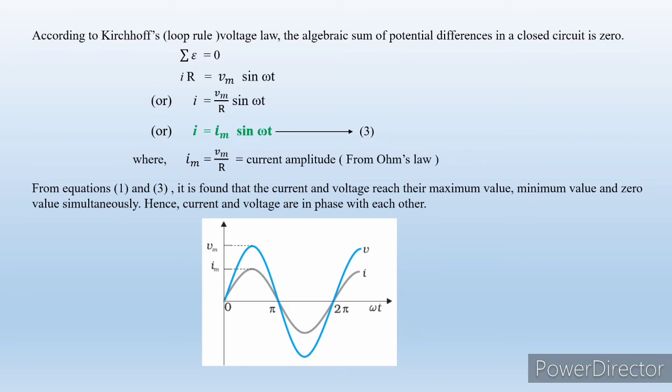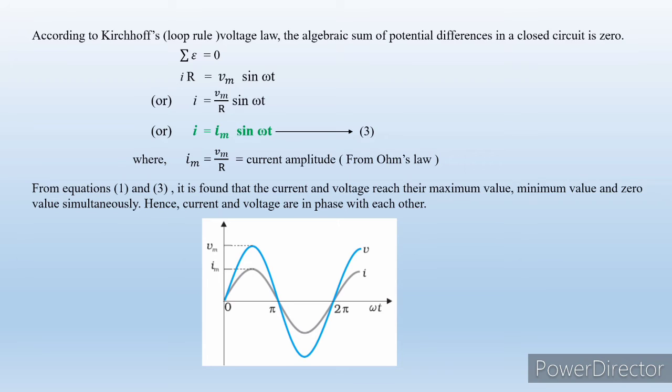From equations 1 and 3, it is found that the current and voltage reach their maximum value, minimum value, and zero value simultaneously. Hence, current and voltage are in phase with each other. In equation 1, we have represented the voltage as V equal to Vm sin omega t, and in equation 3, we got the current as I equal to Im into sin omega t. So both the voltage and current are represented by sinusoidal functions, and hence the voltage and current reach their maxima and minima and zero values simultaneously.